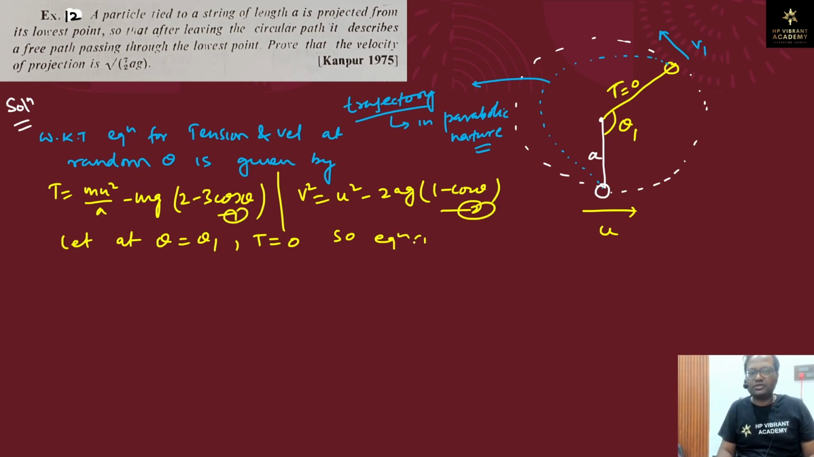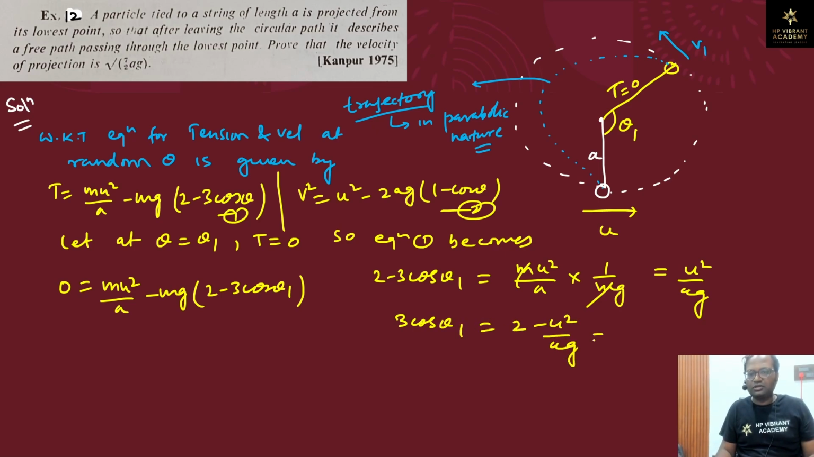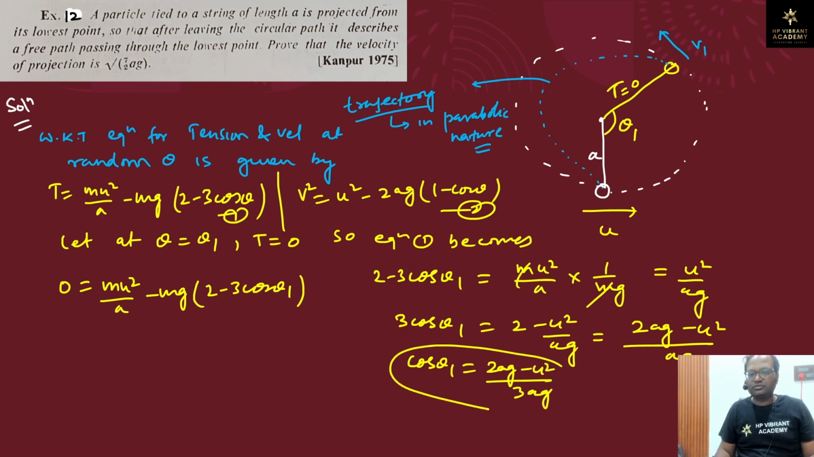So equation 1 becomes 0 is equal to (m u square upon a minus m g)(2 minus 3 cos theta 1). So we have 2 minus 3 cos theta 1 is equal to m u square upon a into 1 upon m g, which is equal to u square upon a g. So we have 3 cos theta 1 is equal to 2 minus u square upon a g, equal to (2 a g minus u square) upon a g. So cos theta 1 is equal to (2 a g minus u square) upon 3 a g. So this is cos theta 1.